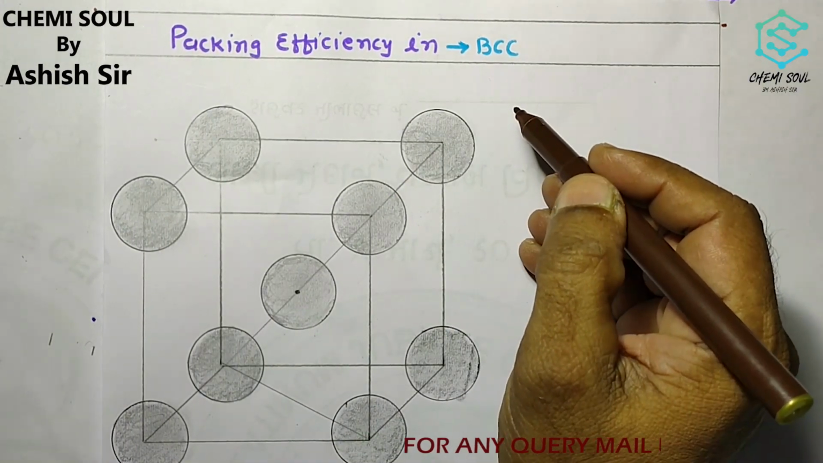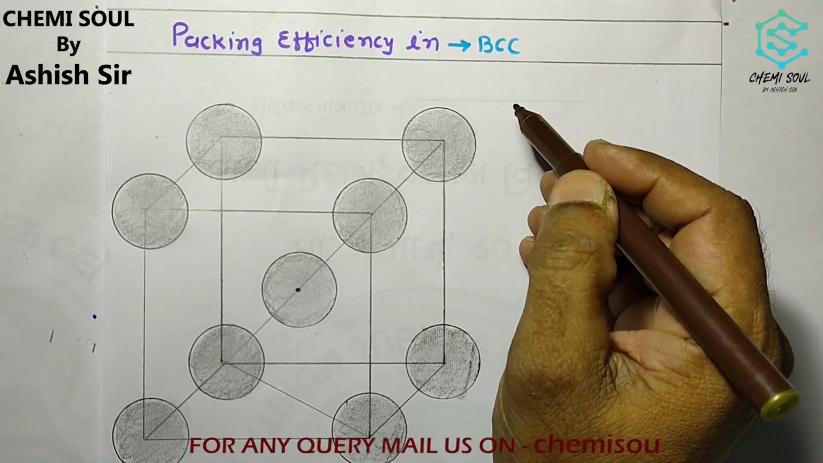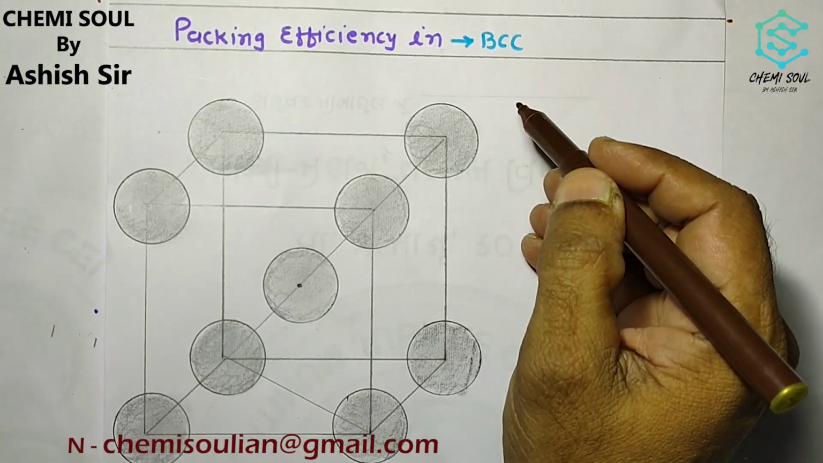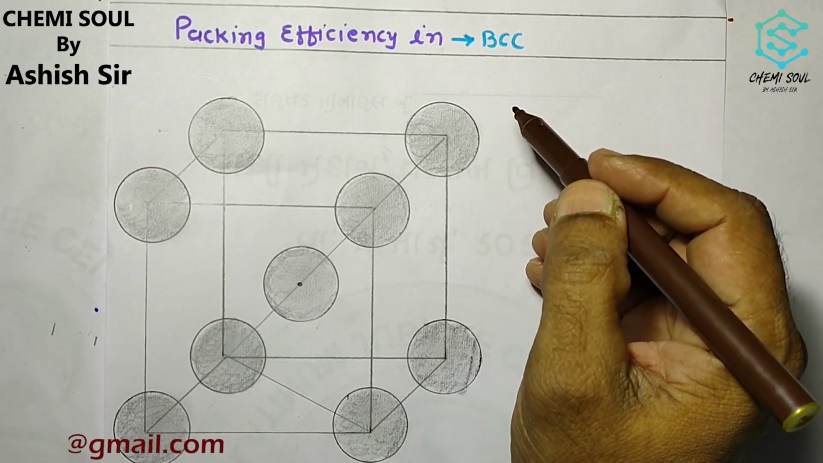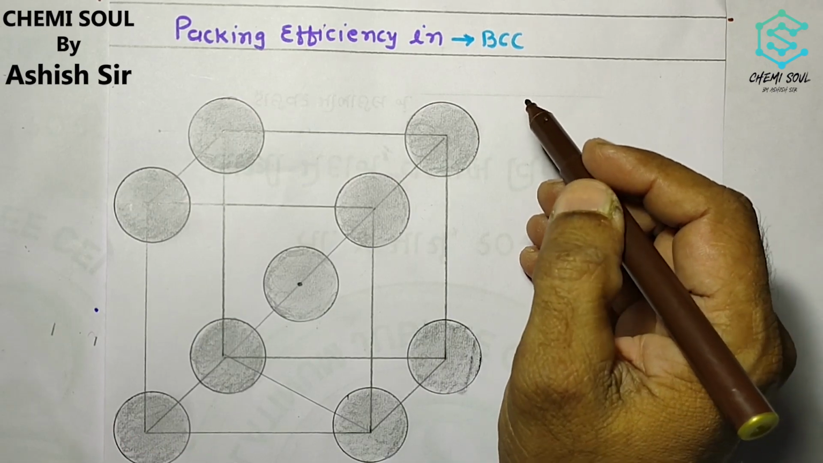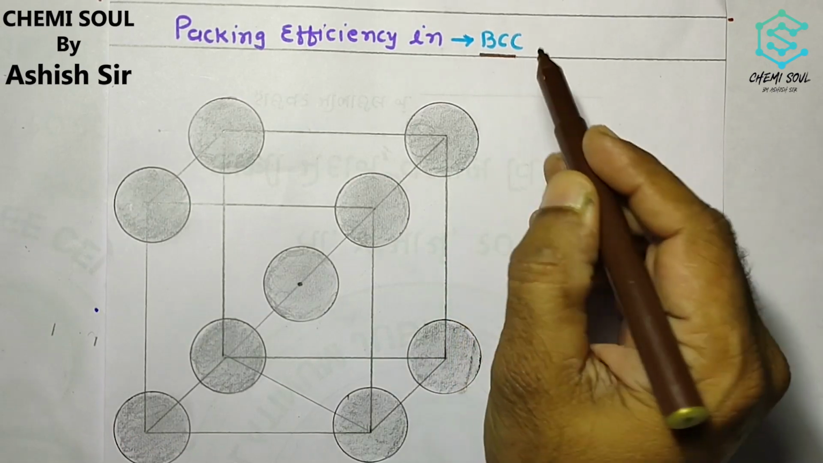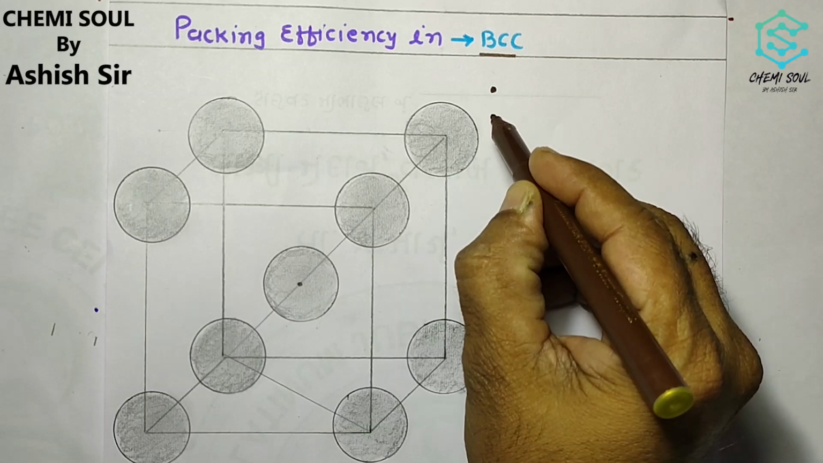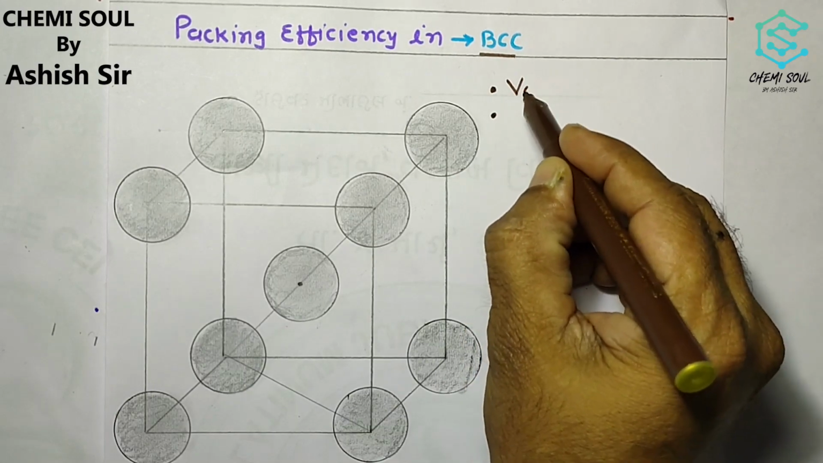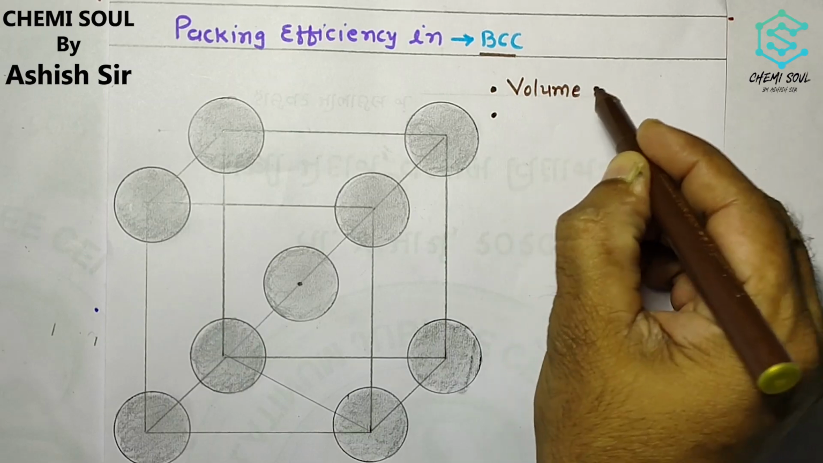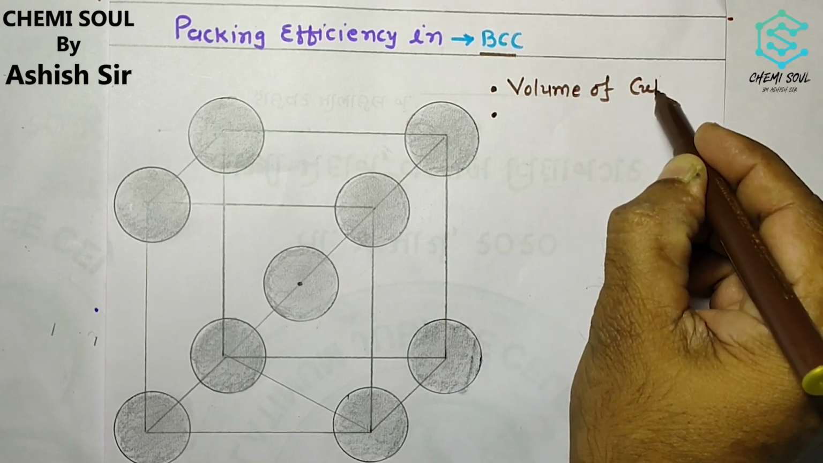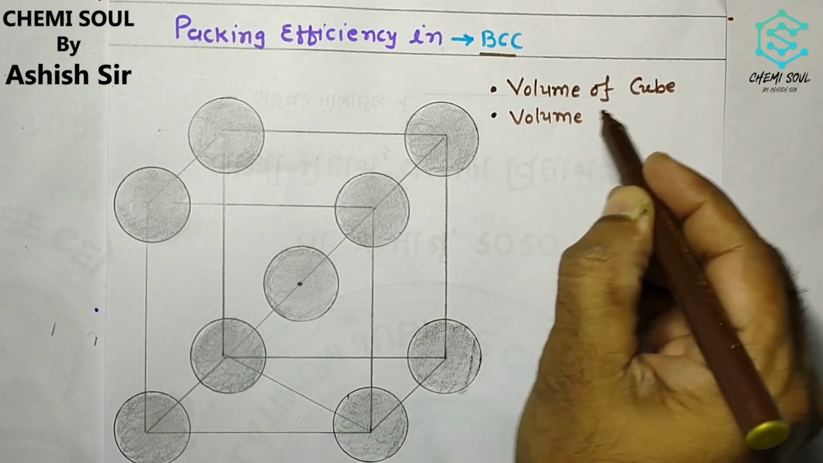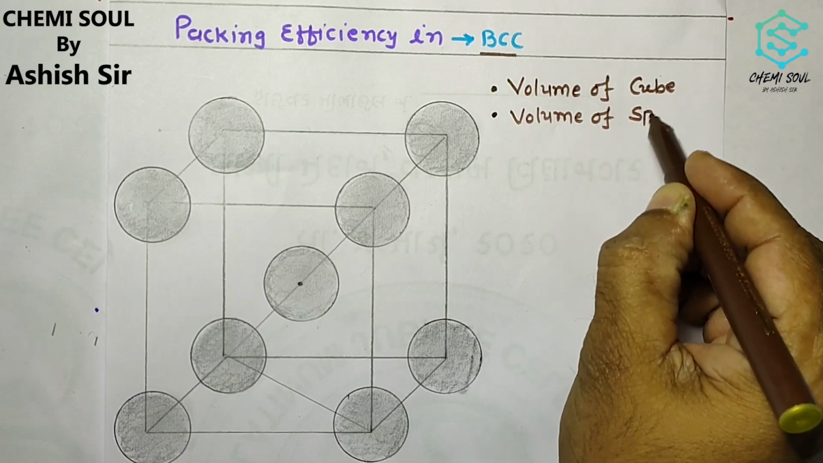In the last video lecture, we saw the packing efficiency in SCP, simple cubic close packing, meaning the primitive unit cell. In today's lesson, we are going to learn about the packing efficiency in the body centered cubic, meaning BCC, structure. To calculate the packing efficiency in any type of structure, first of all, we need two values: the volume of the cube, and second, the volume of the sphere.